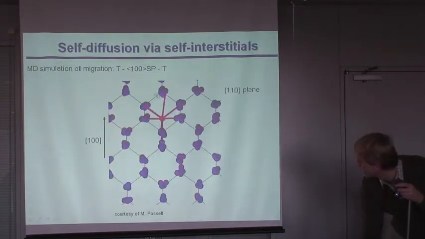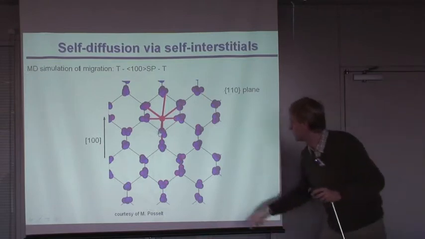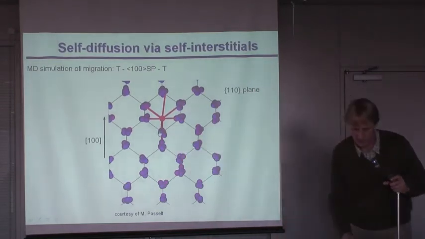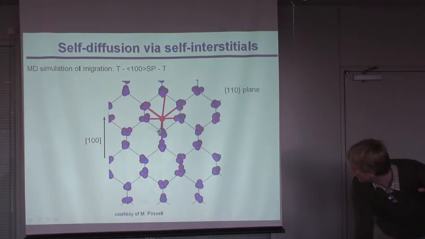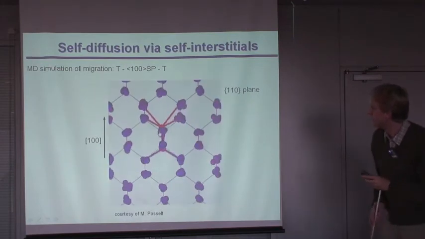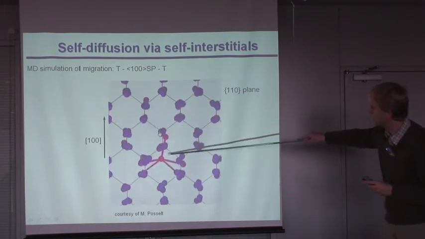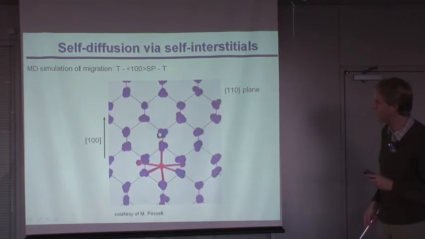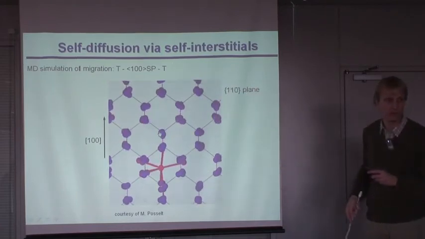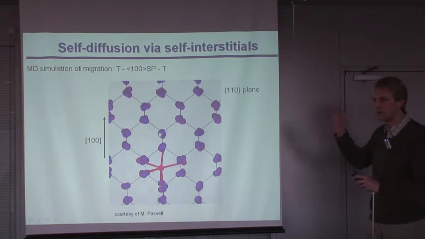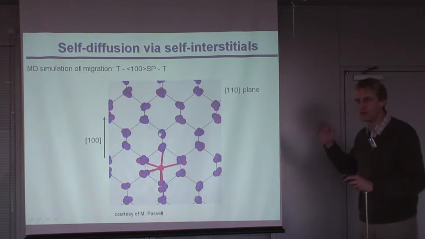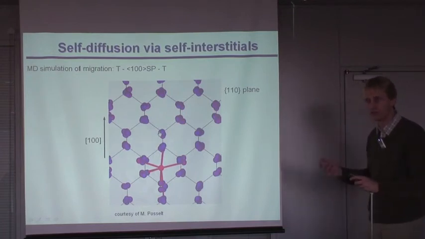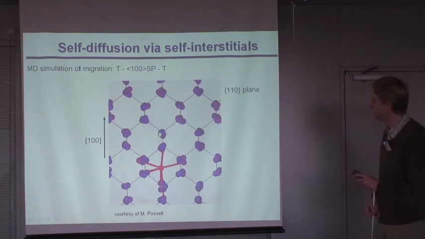So you see here first that's the interstitial, and then look at this area. There will be the split interstitial, and then finally, now you have a split interstitial, and now you end up here with the other tetrahedral position. So this is a kind of visualization of how the self-diffusion of such an interstitial can take place.